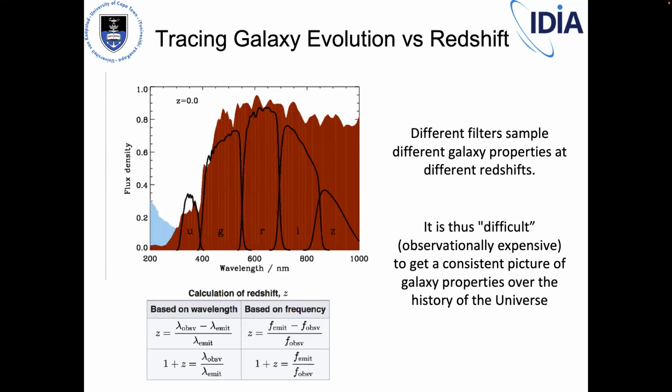So the problem is that when you observe a galaxy like this spectrum here in red in the local universe, you can use some of the classic optical bands. These are UGRIZ, the common bands that one uses for ground-based observations, and you can see that they stretch in the visible part of the spectrum.